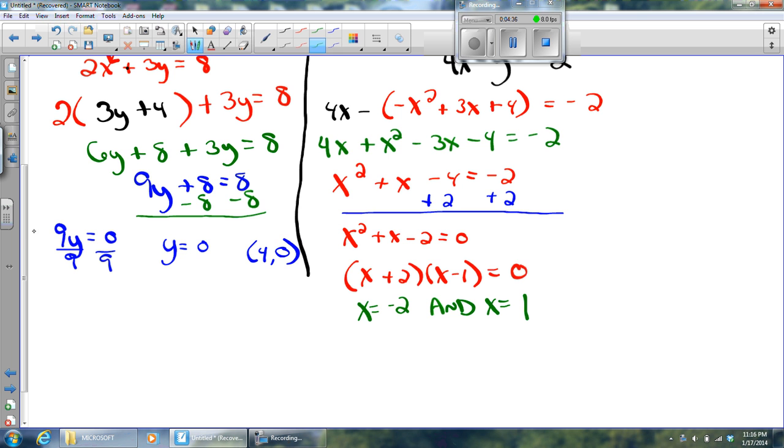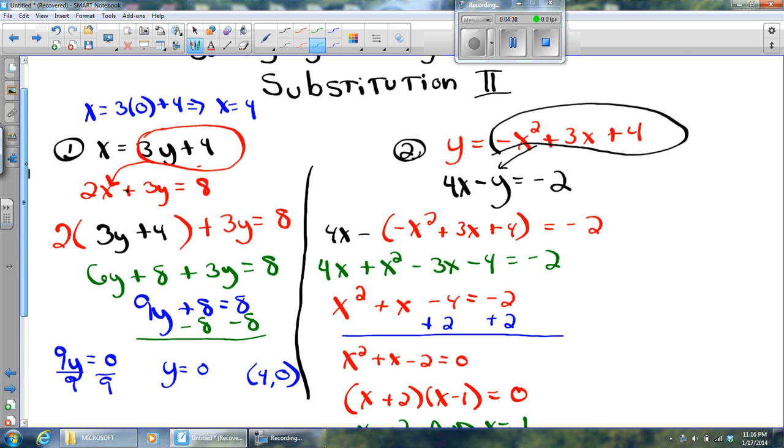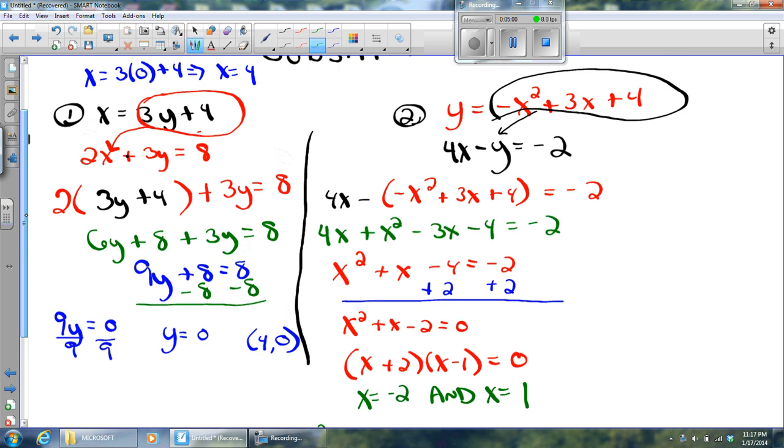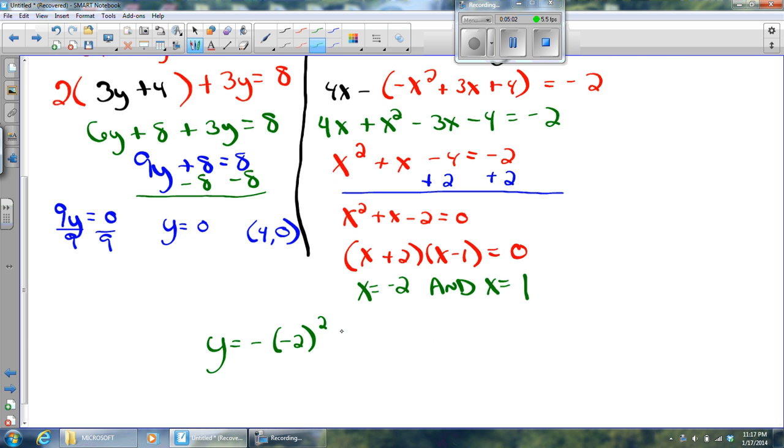Now to find y, I could plug my values into the equation where y is alone, or I could plug them in here and then solve for y. I think I'm going to plug them into the red one. It'll probably be simpler. So I'm going to write y equals negative (negative 2) squared plus 3x plus 4. So plus 3 times negative 2 plus 4.